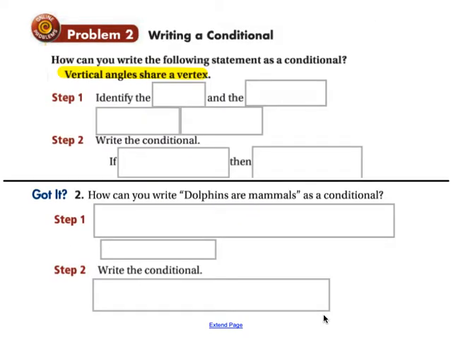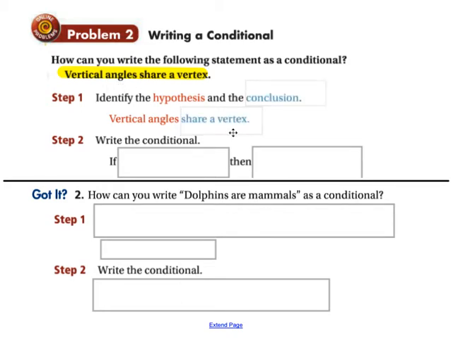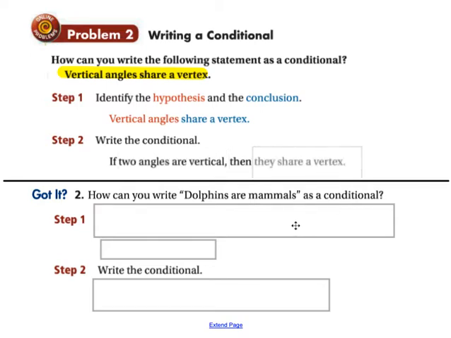Here's another example where we actually are going to write our own conditional statement. And the statement they've given us is that vertical angles share a vertex. So we need to identify the hypothesis. In this case, it's vertical angles, and then the conclusion, share a vertex. Okay? So to write the conditional, we need to add the words if and then. So if two angles are vertical, then they share a vertex.